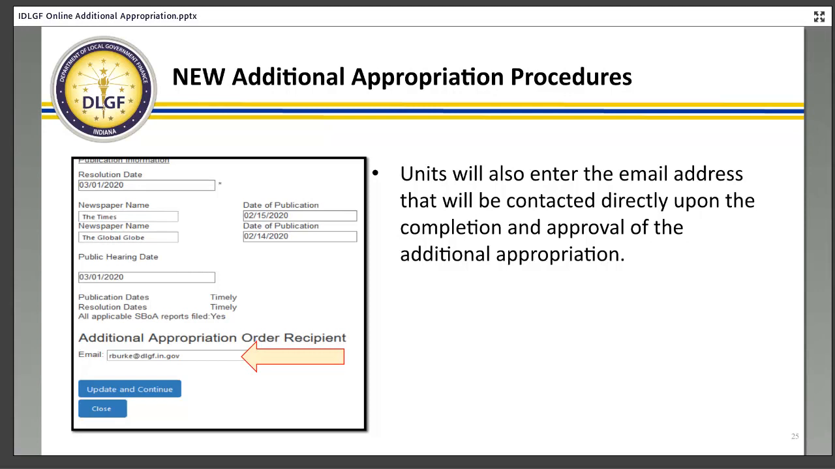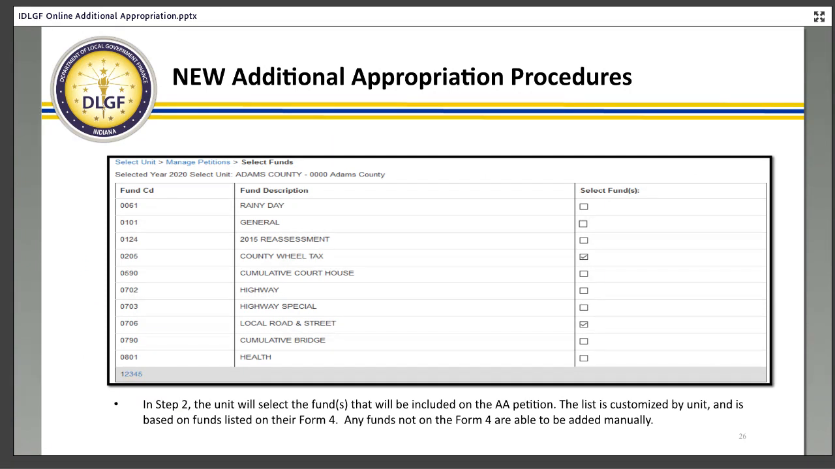And so upon approval of the additional appropriation we were working on, the person listed in the box right there will receive a system-generated response that contains the same format of the response that comes from the department, but is not scanned and emailed and sent back at a later date. As soon as we're able to approve it, we'll find out who the unit wants us to send that additional appropriation approval response to, and immediately they're able to receive that feedback and that report from the department, letting them know that the additional appropriation has been approved.